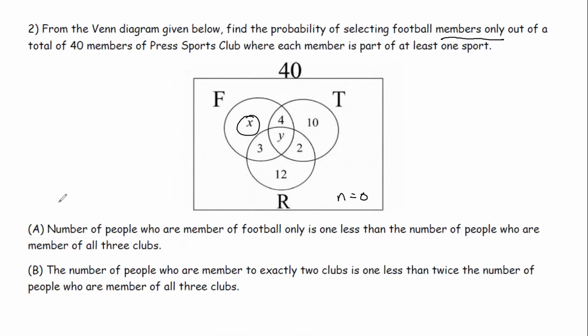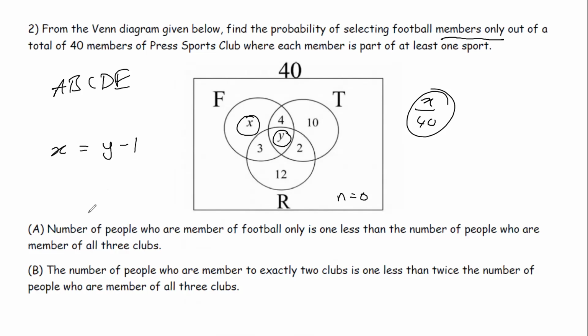Statement A. We need to find X upon 40. The number of people who are members of football only is one less than the number of people who are members of all three clubs. People who are members of all three clubs is Y. So X is one less than Y.